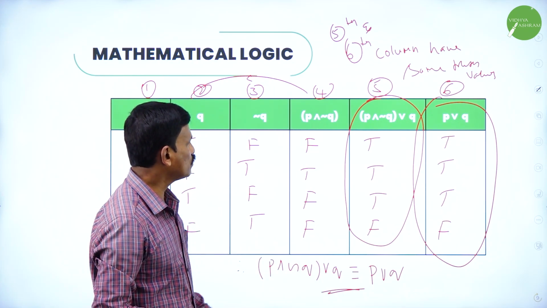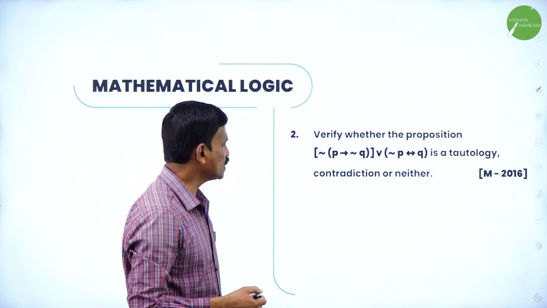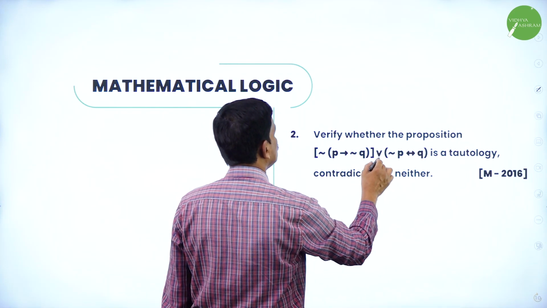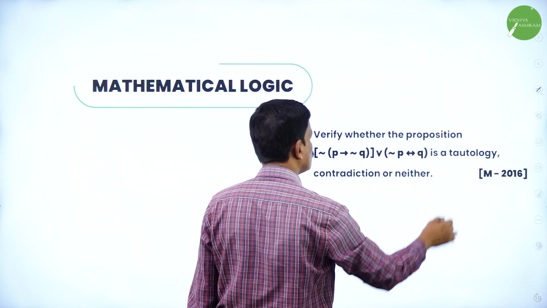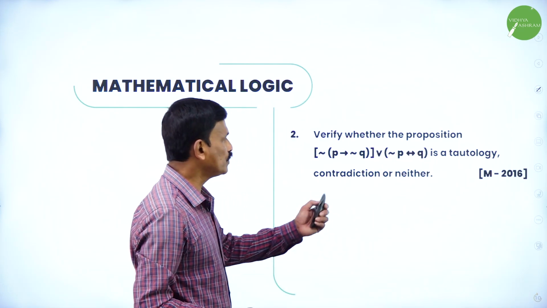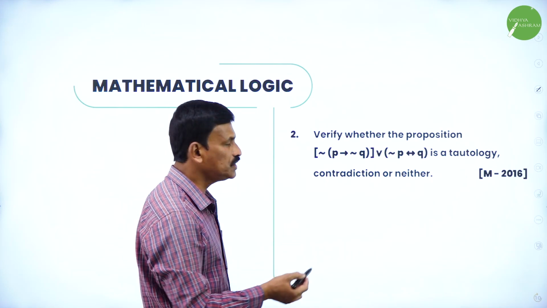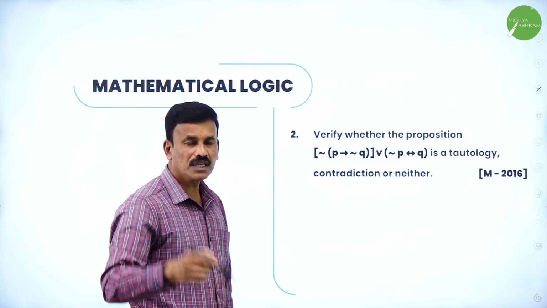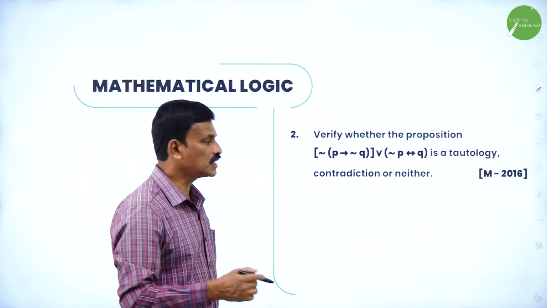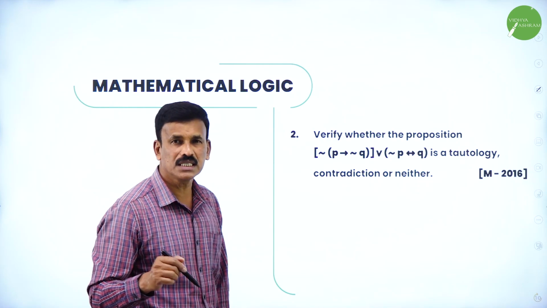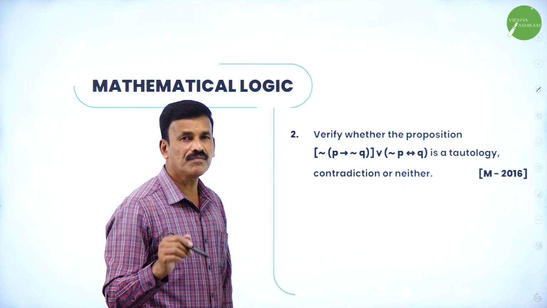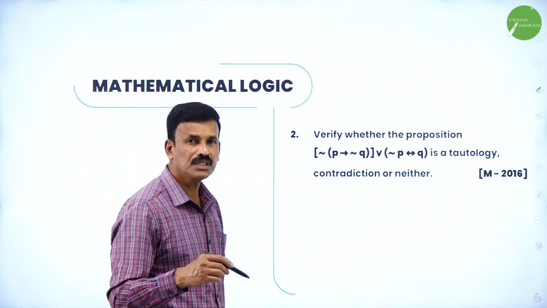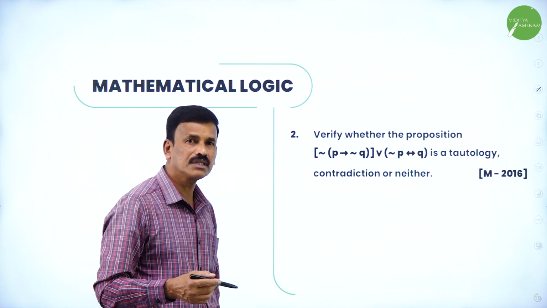Now move on to the next problem. Verify whether the proposition negation of P conditional to negation Q disjunction negation P biconditional to Q is a tautology. So we have to verify whether this is a tautology, contradiction, or neither. If we get all the truth values as T, then it is called a tautology. If all are F, then it is called a contradiction. If we get a mix of T and F, then it is neither a tautology nor a contradiction.